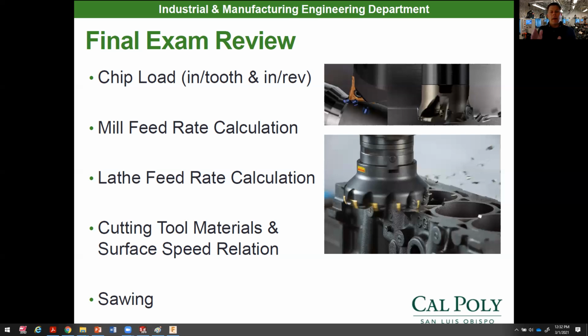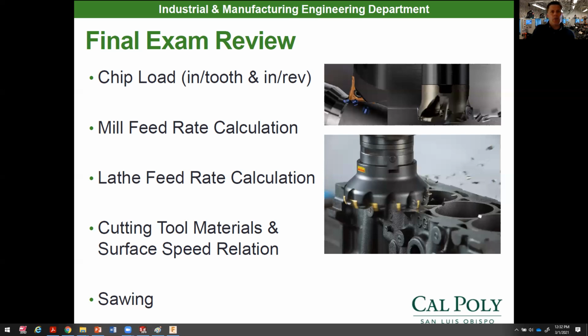So be able to do not only an RPM calculation, but also a feed rate calculation for both a mill and a lathe. Now these chip loads and these surface speeds are really based off of the workpiece that we're cutting and the tool material as well. So we learned that there are 3 major types of tool materials out there, right?